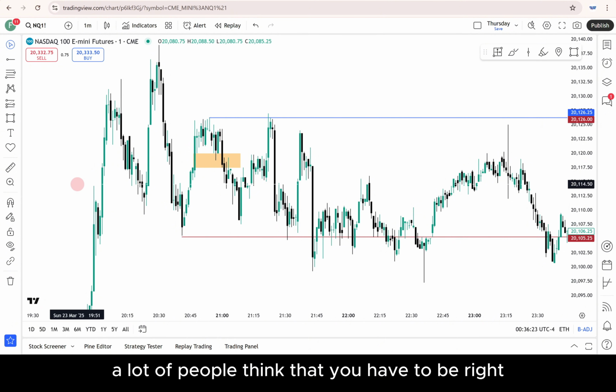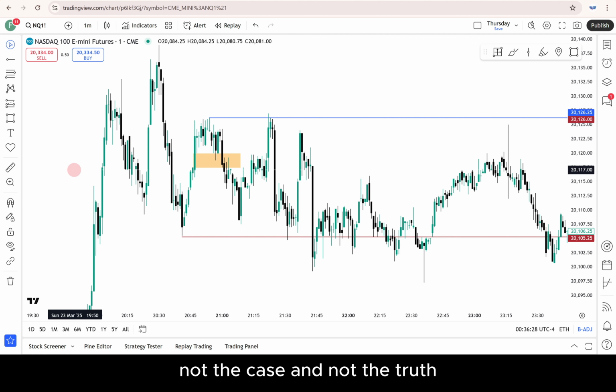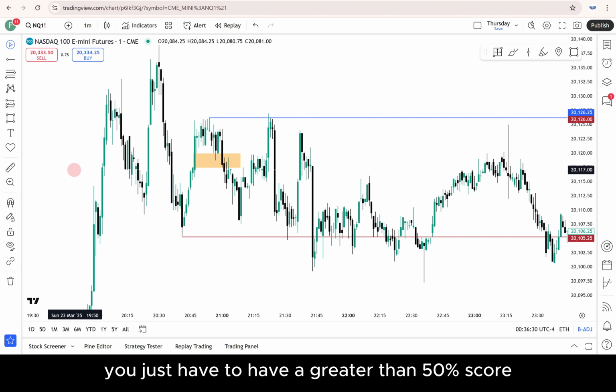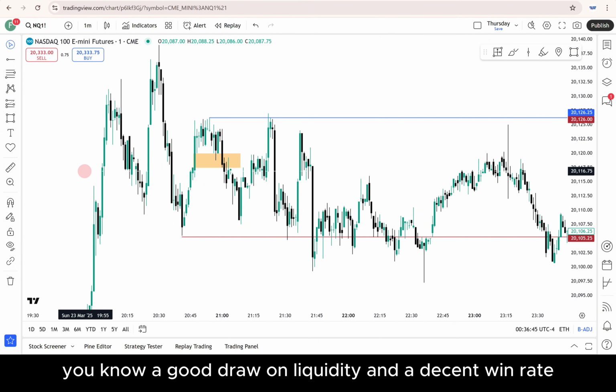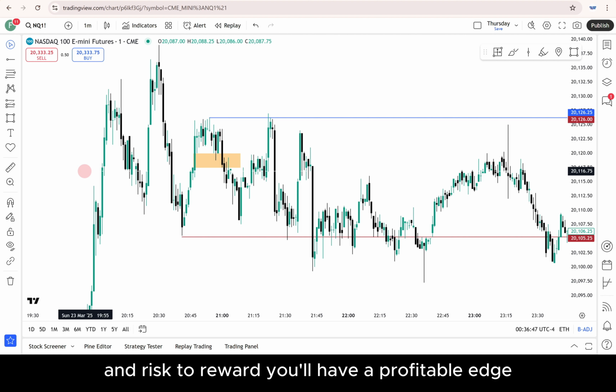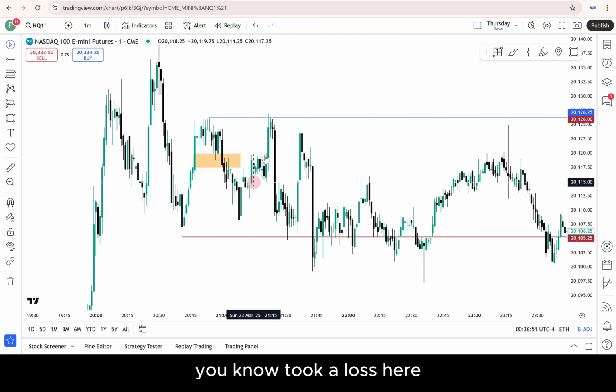A lot of people think that you have to be right every single time in terms of how you mitigate risk. Not the case and not the truth. You just have to have a greater than 50% score. So for example, if 65% of the time you move your stop loss at the correct time, then you'll be sweet. If you pair that with a good strategy, macros, a good draw on liquidity and a decent win rate and risk to reward, you'll have a profitable edge. That's important. So took a loss here.